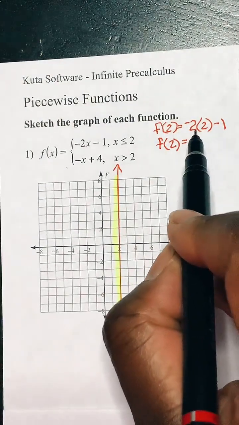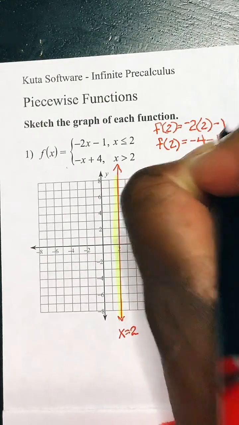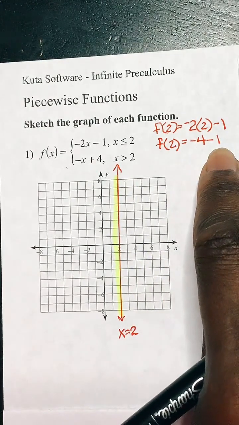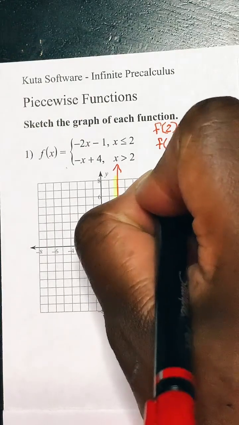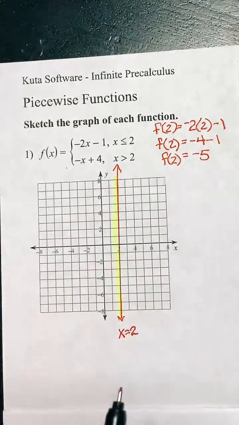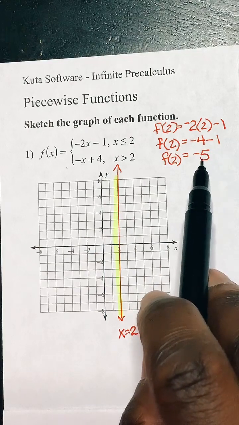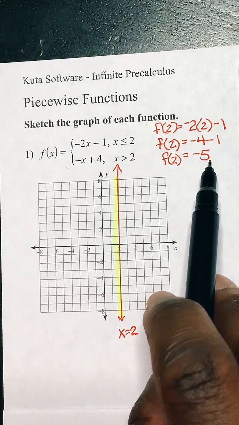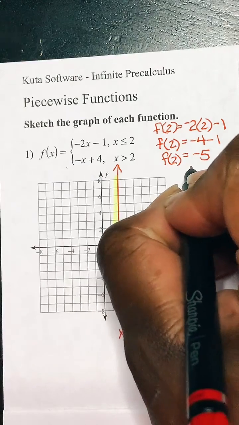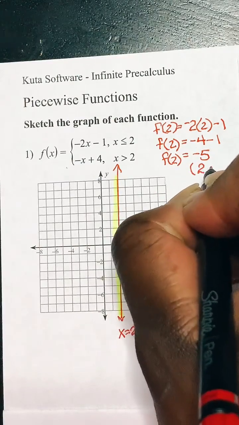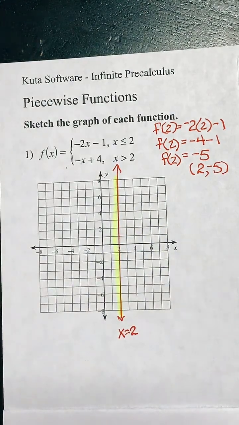All right. So negative 2 times 2 gives me a negative 4. Negative 4 minus 1, that gives me a negative 5. Okay, so when both of them are negative, just add them together and keep the sign. Okay, we all see that? All right, so that means we have a point at 2, negative 5. Okay, yes, all right, good.